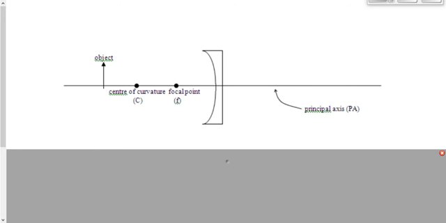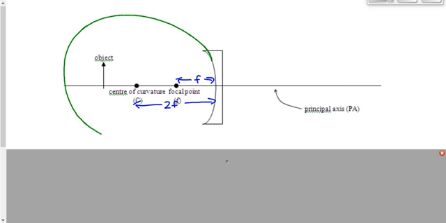The center of curvature: if this is F, the distance from the mirror to the focal point, then the center of curvature would be 2F. The distance from the mirror to the center of curvature is twice the focal length. Now, what does that mean? Physically, what does that mean? If we were to draw a complete circle here, this mirror forms part of a circle, then the center of curvature would be literally right smack in the middle of that circle.